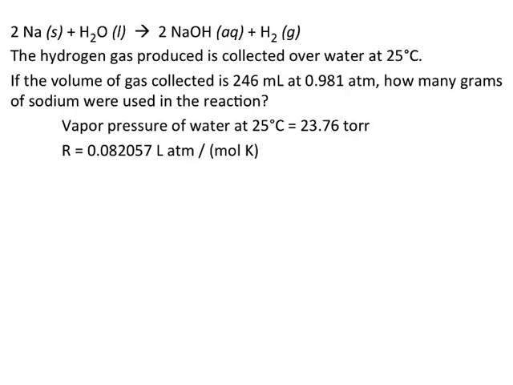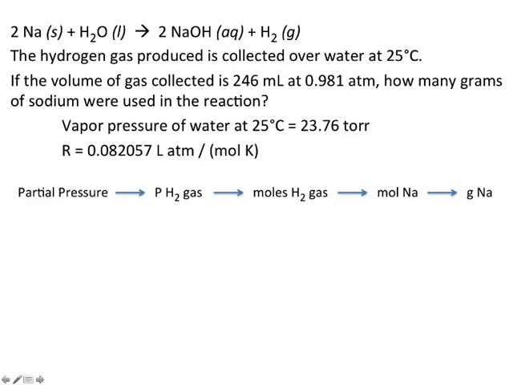Now, if the volume of gas collected is 246 milliliters, and the overall atmospheric pressure in the room is 0.981 atmospheres, how many grams of sodium did you use in this reaction? When you're doing these problems, you'll need to know what the vapor pressure of water is, and I give it to you in the problem here. And then you also need to know the ideal gas constant.